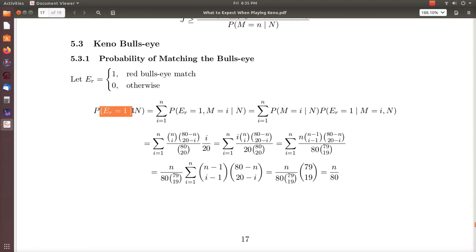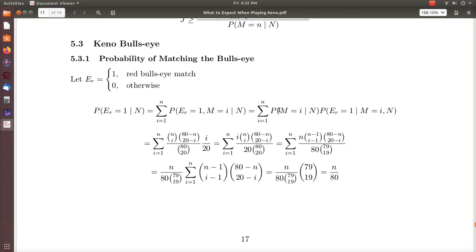So if we want to find the probability that ER is 1. Now ER stands for the red eye, or the red bullseye, and if it's a 1, that means we matched it, 0 otherwise. Now if we introduce a new variable, which is M, which is the number of matches, and sum it out, sum over all possible values, this probability doesn't change. We go from 1 to N. Now quick question is, why doesn't that go from 0 to N? Because if we have 0 matches, there's no way we can match the bullseye, so that term is 0. So it goes from 1 to N.